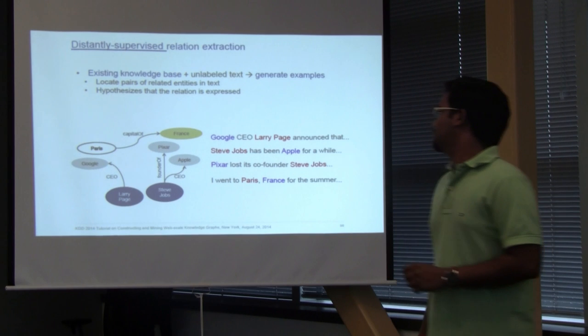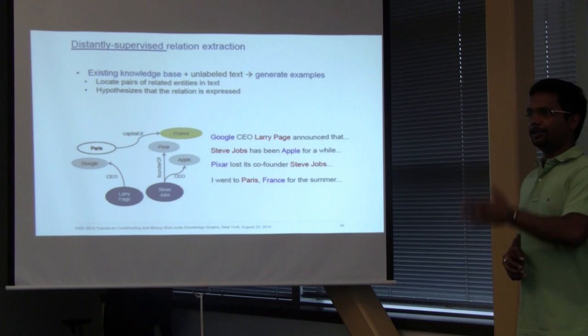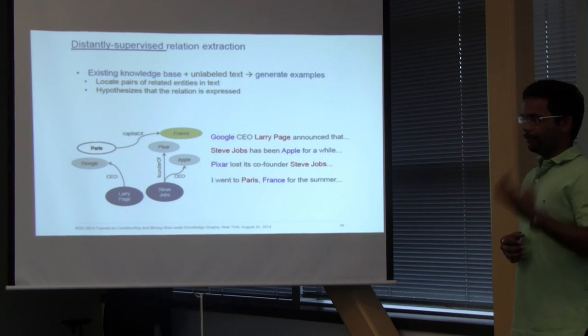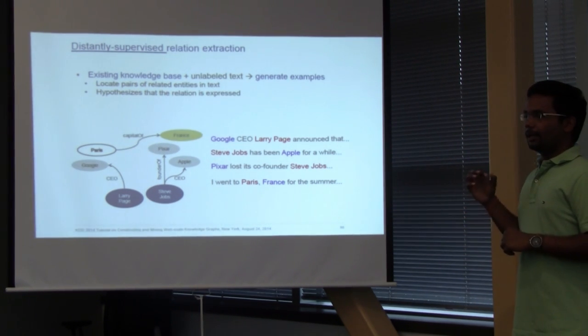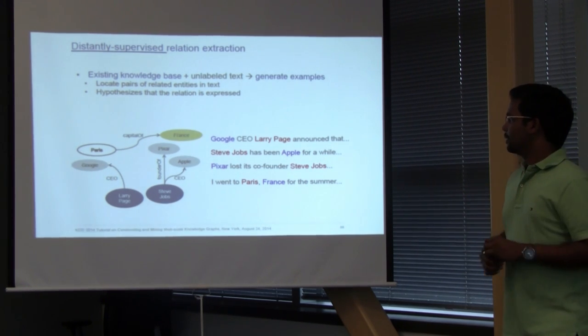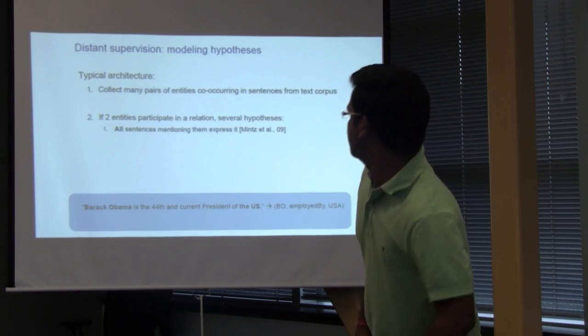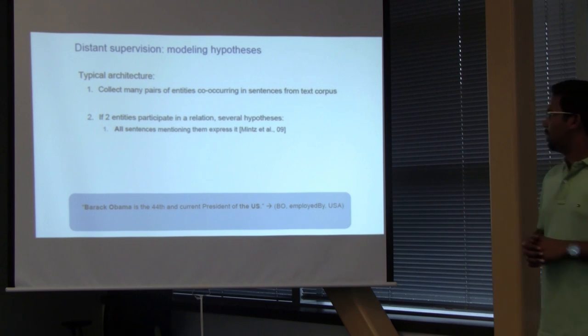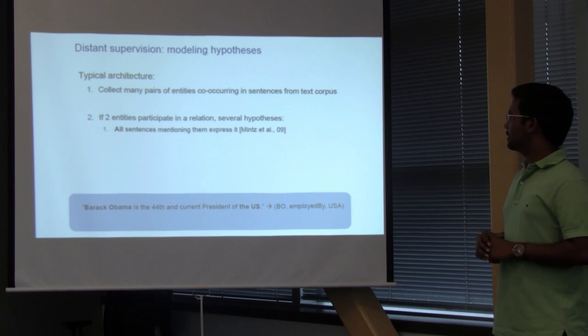And in distantly supervised relation extraction, an existing knowledge base is utilized to find new patterns. Facts from the existing knowledge base will be used, and based on some hypothesis, we can make relationships among the entities. So here, how do I model the hypothesis? Collect many pairs of entities co-occurring in sentences from a text corpus. Typically this is how distant supervision works.